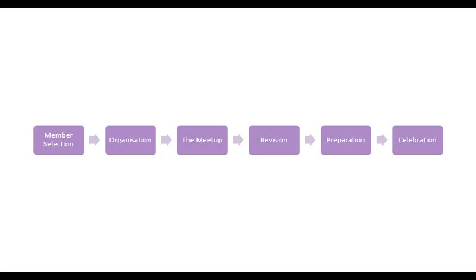Today we're going to be talking about how to do a successful group project. We'll be splitting it up into 6 sections: member selection, organization, the meetup, revision, preparation, and optional celebration.